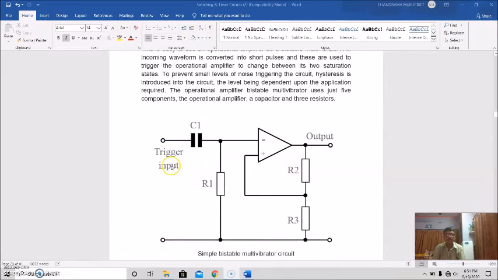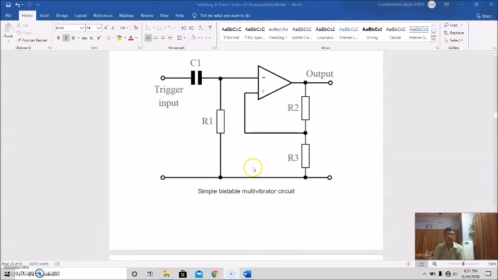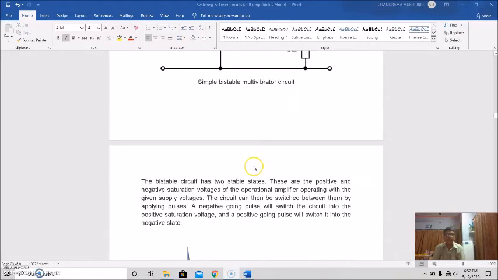So this is the basic simple bistable multivibrator circuit. This is the trigger input, and you are getting the output here. This is the feedback part. This is the differentiator. Okay, simple bistable circuit. The basic bistable circuit has 2 stable states. These are the positive and negative saturation voltages of the operational amplifier operating with the given supply voltage.